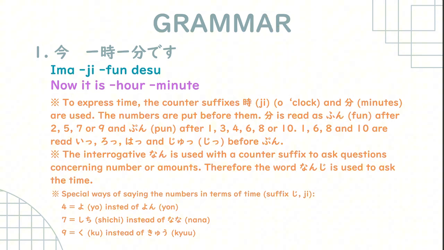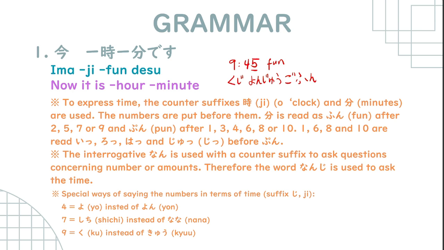Now, for example, we have 9:45. Okay, for example, it's 9:45. We say 9 ji 45 fun. Okay, because it's a 5, we read it as fun. So that is how you tell the time.